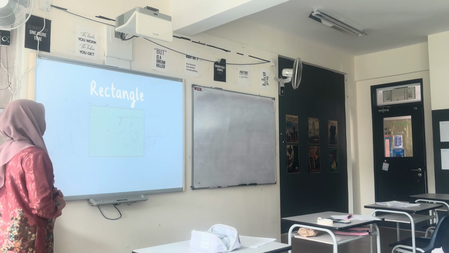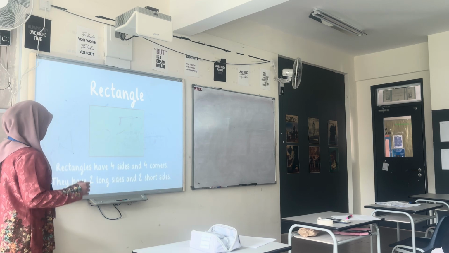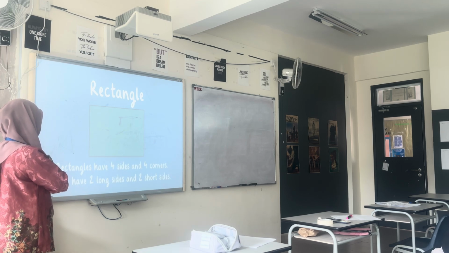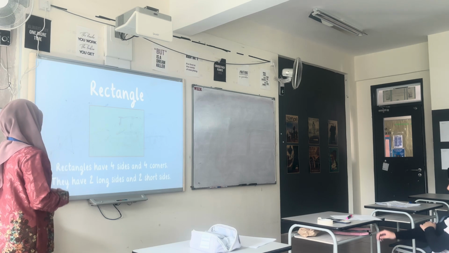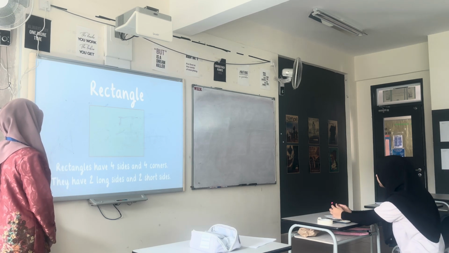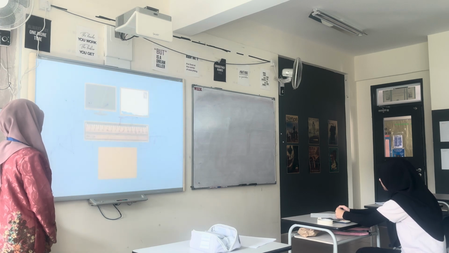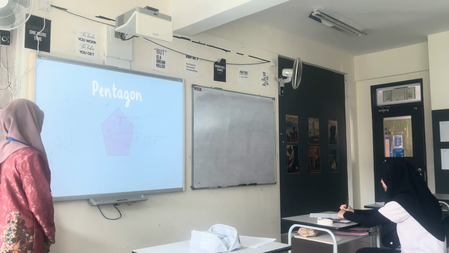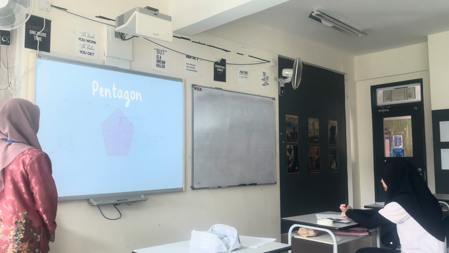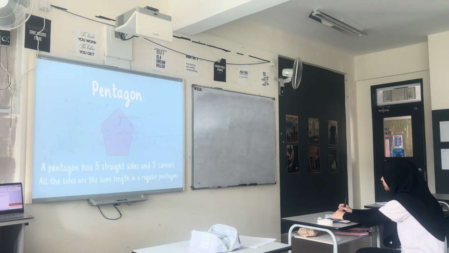Rectangle. Rectangles have 4 sides and 4 corners. They have 2 long sides and 2 short sides. Pentagon. A pentagon has 5 straight sides and 5 corners. All the sides are the same length in a regular pentagon.